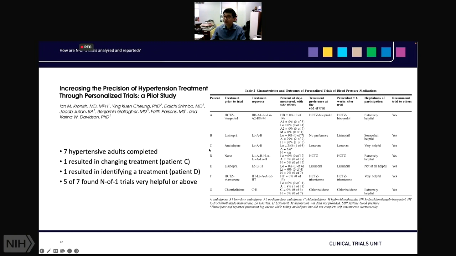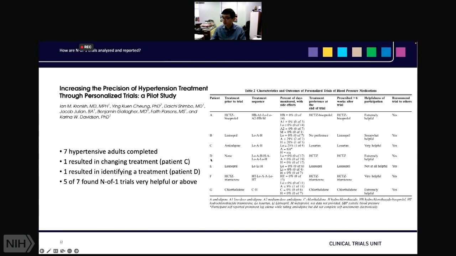But for patient C, it resulted in a change in the treatment preference. So before the study, the patient took amlodipine. At the end of the N-of-1 trial, the patient found out that losartan may work better for that individual, and as a result, that patient was prescribed losartan after the trial.